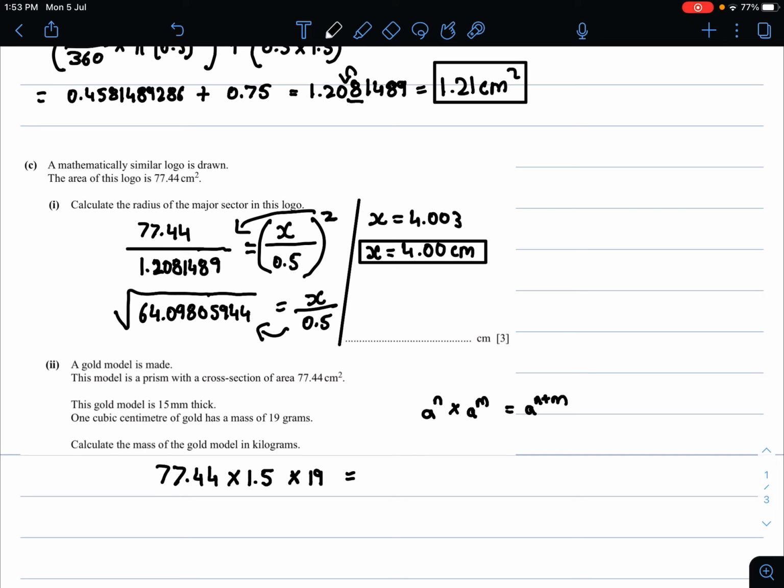So 77.44 multiplied by 1.5 multiplied by 19 would give us 2207.04. Now this answer is in grams, but they are asking us to find our answer in kilograms. So what we need to do is divide this number by 1000 to convert to kilograms. Therefore your answer would be 2.20704, and if you have to give your answer in three significant figures, then 2.21 kg, because the 7 would round off the 0 to the next number because it is more than 5. So therefore this would be our final answer for part C2.